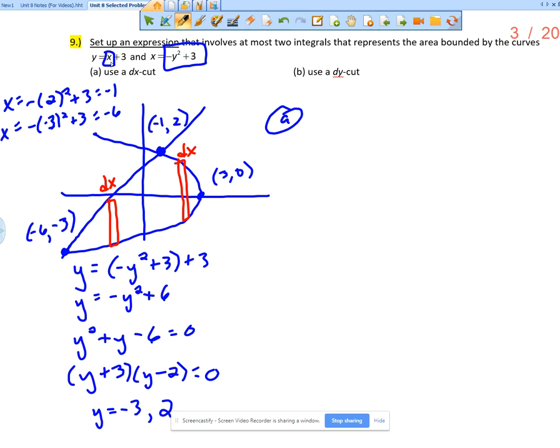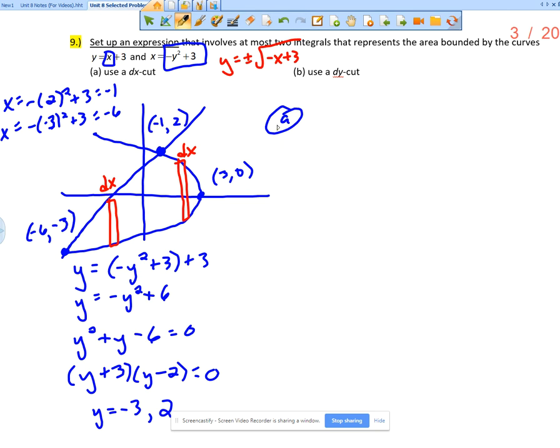So the first one is y equals x plus 3, but the second one is not, so I need to solve for y. So I'm going to add y squared, subtract x, and square root. So y equals plus or minus the square root of negative x plus 3. And so I get the top half of the curve is the positive root of negative x plus 3, and the bottom half is the negative root of negative x plus 3.